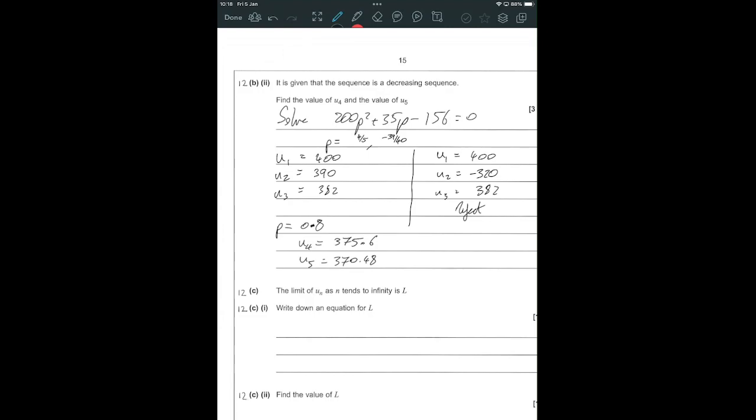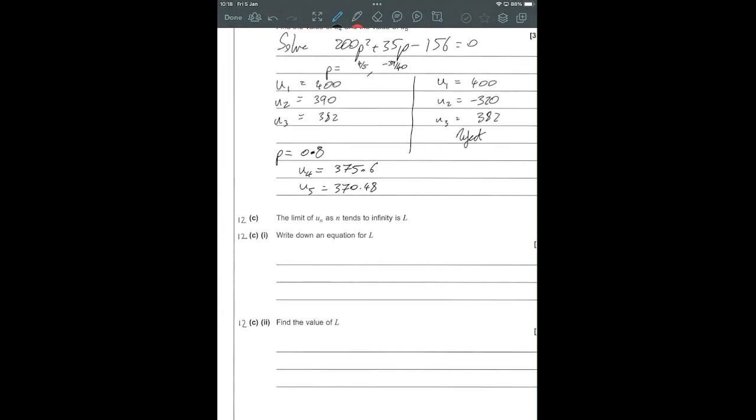Okay, the limit of U_n as n tends to infinity is L. Write down the equation for L. Well, I could just keep hitting equals and I'll get a guess at that limit. Now, a guess isn't good enough, but we do know that U_(n+1) is equal to 0.8 U_n plus 70.